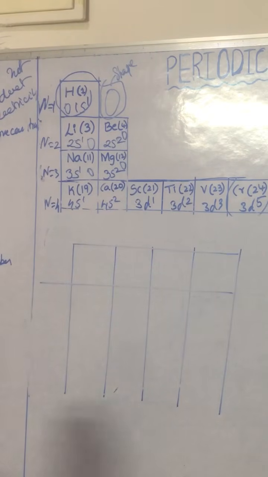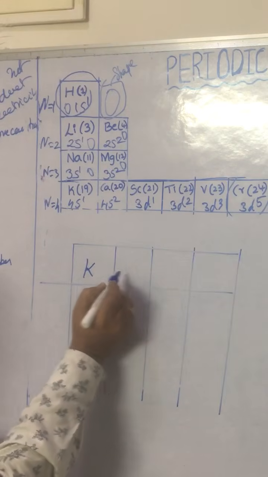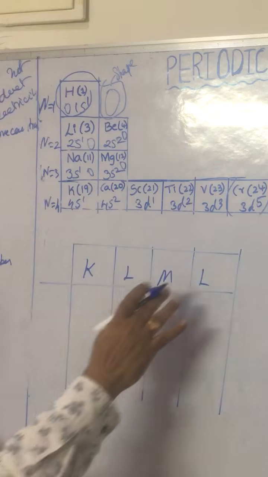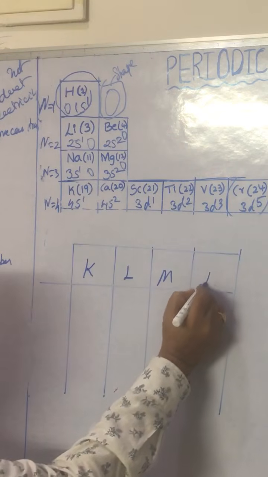Write down K L write K L M N. Write down, don't talk. K L M.